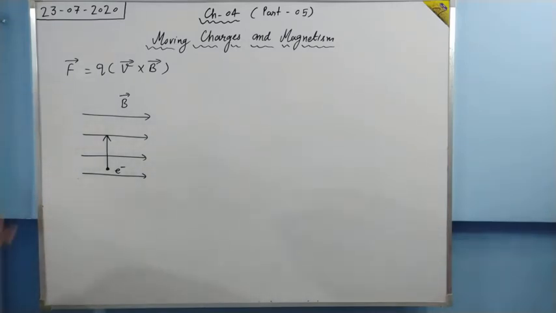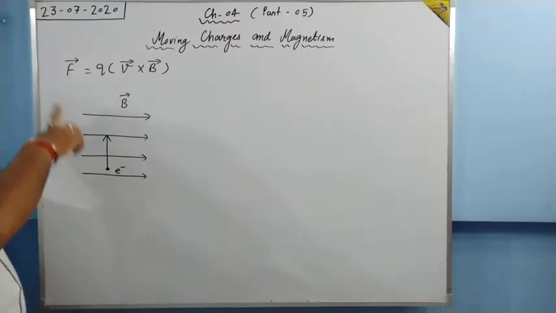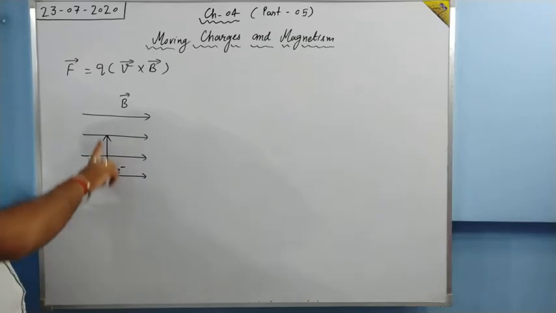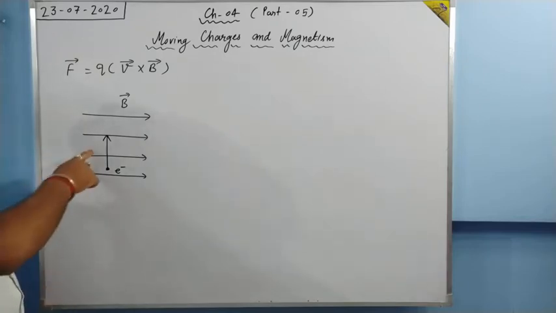Because I have told that velocity is considered only for positive charges, but here the charge given is negative. How are we going to consider it? So what we actually do, for this negative charge, we consider the direction of velocity opposite to its motion. Suppose this negative charge is moving upward, so while applying the rules for direction, just take velocity opposite to this.